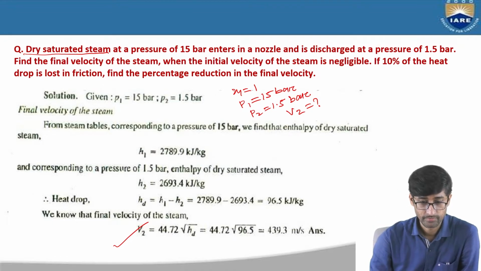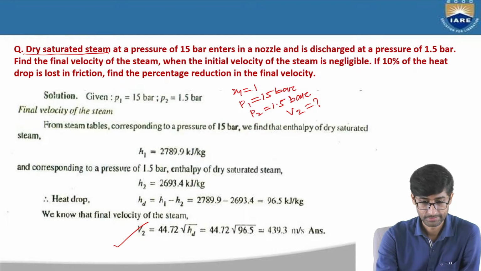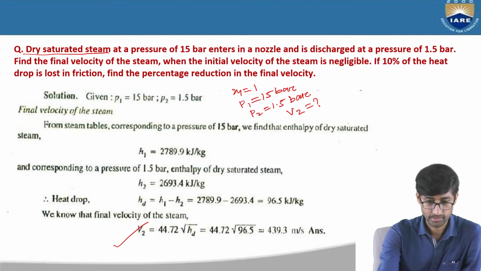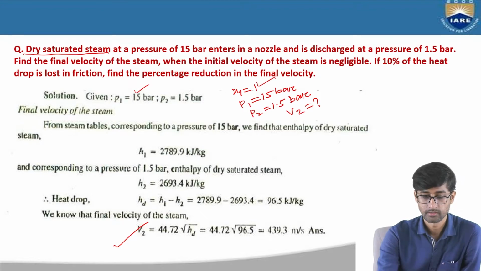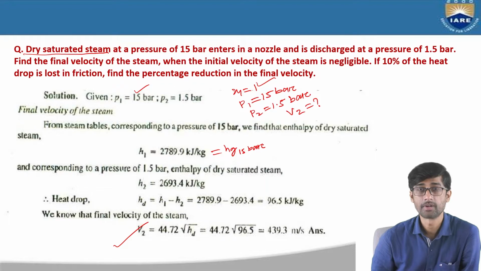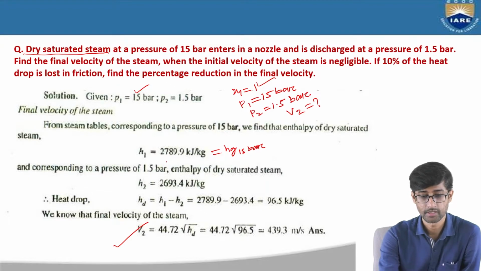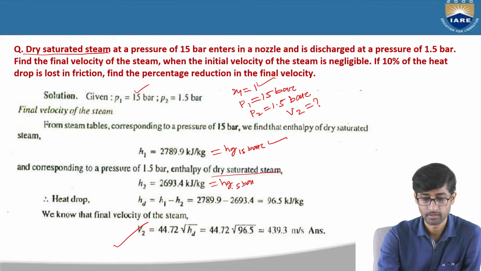So from steam table, at pressure 15 bar and dryness fraction 1, that means it becomes only Hg at pressure 15 bar. At pressure 15 bar, from steam table we see what is the value of Hg. That becomes H1, right? So at pressure 1.5 bar, again here the condition of steam is dry saturated at exit. So that also becomes Hg, but at that pressure, 1.5 bar, the exit pressure.